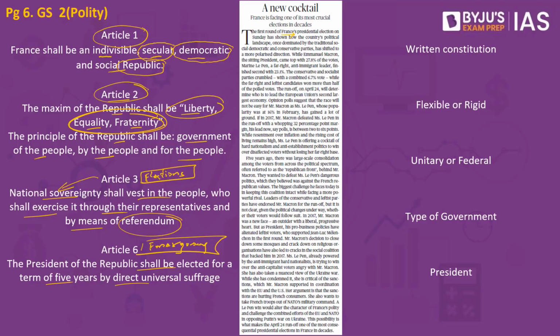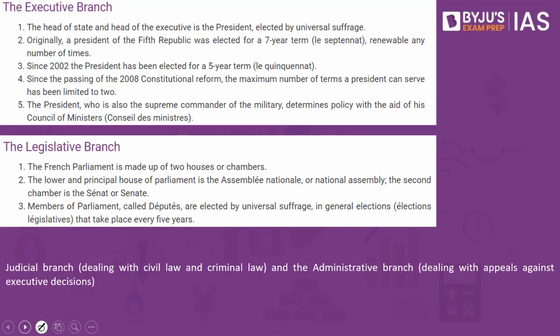He would be able to impose emergency. So we have the executive, we have the legislative branch, and they also have the judicial branch as well. In the executive branch, the head of the state and the head of the executive is the president, elected by universal suffrage.